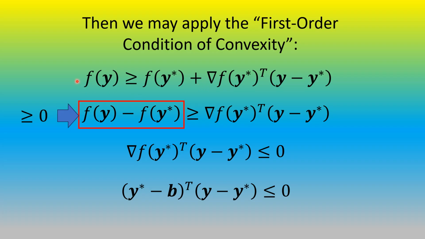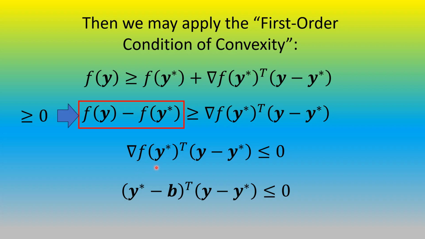Now we may apply the first order condition of convexity. If we take this term and put it on this side, then we get this. And this must be greater than or equal to 0, because since y star is a minimizer, f of y star is the minimum. Therefore f of y must be greater than or equal to f of y star. So when you subtract them, it must be greater than or equal to 0.